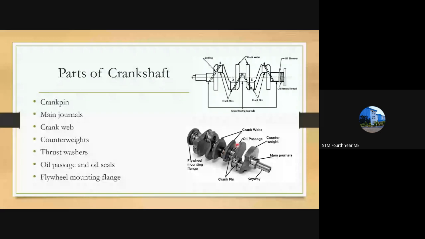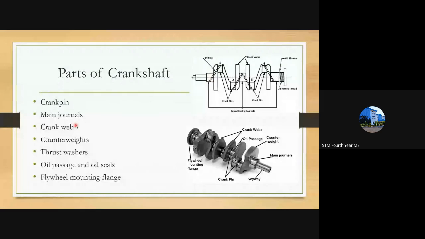So what is the purpose of the main journals? The main journals are responsible for holding the crankshaft inside the engine block. Due to the rotational motion, the crankshaft can move this way. If we are not providing any journals, the crankshaft can move uncontrollably. We can't control it, and so much vibration will be there. To hold the crankshaft in position, main bearing journals or main journals are provided. So it will be seated perfectly in the engine block. That is the purpose of main journals.